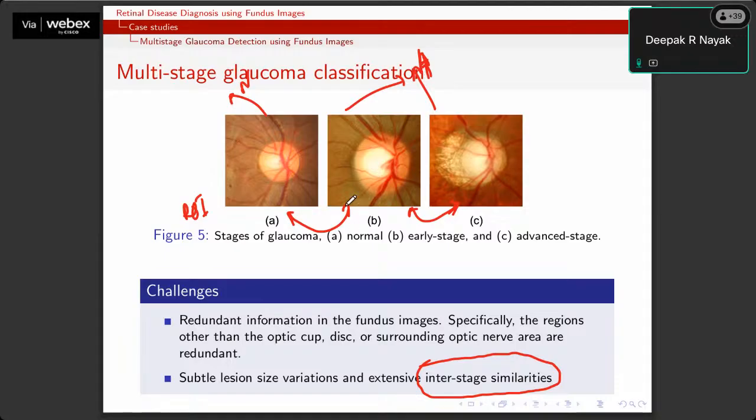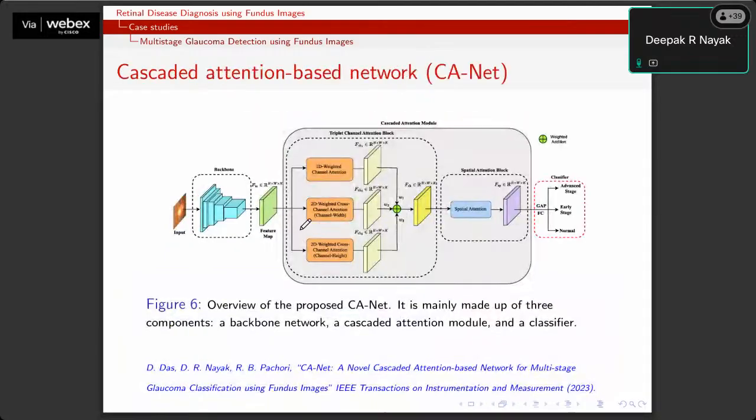So how do we tackle all those problems and deal with them? We introduced something called a cascaded attention-based network, and this is work we did two years back, where we proposed a novel cascaded attention-based network for multi-stage glaucoma classification, published in IEEE Transactions on Instrumentation and Measurement. Fine. If you look at the architecture we proposed, first the input fundus image is passed through a backbone CNN architecture.